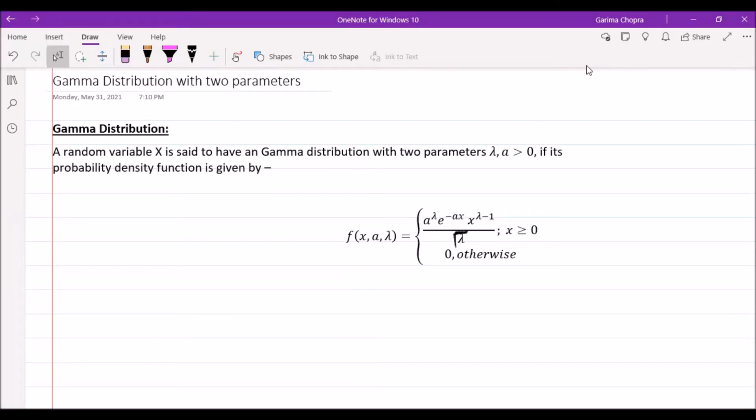Namaskar students. In this video, we will discuss gamma distribution. We will be finding the moment generating function for the gamma distribution.